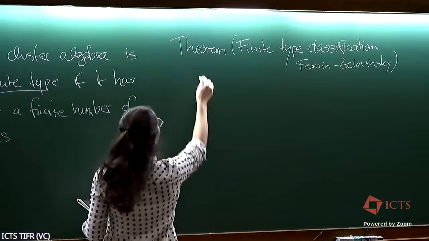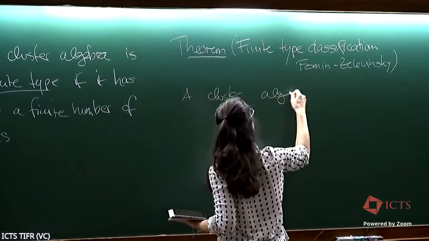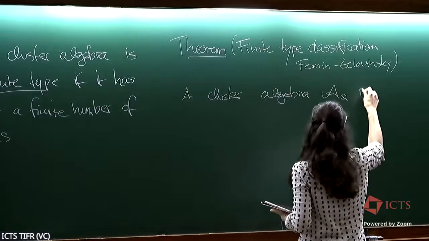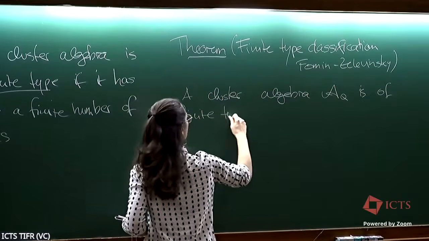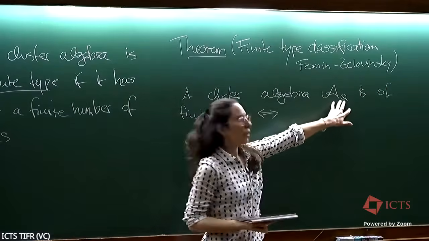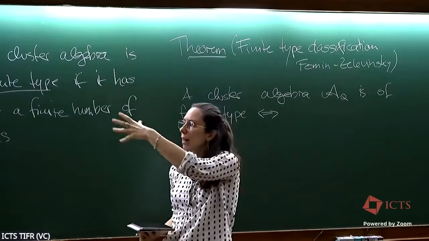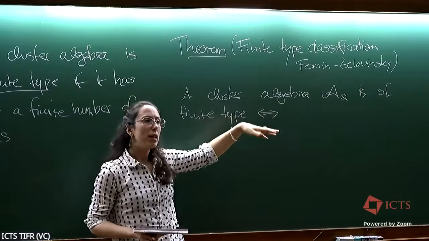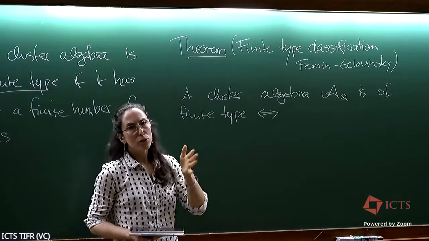And that's the following. So a cluster algebra A_Q is of finite type if and only if, and we're going to do the following here, we're going to first restrict our attention only to the mutable part of the quiver, which is the one determining the pattern. And it is of finite type if and only if in the mutation class of this quiver, at some point I will find a quiver that is an orientation of an ADE Dynkin diagram.